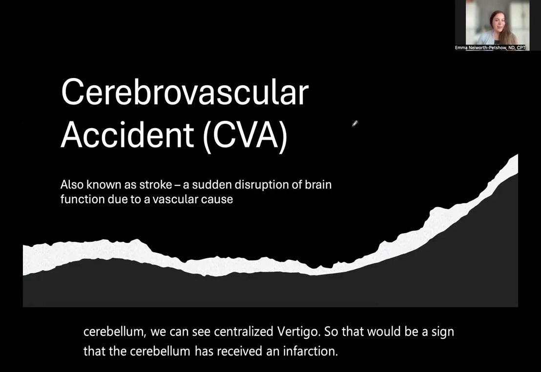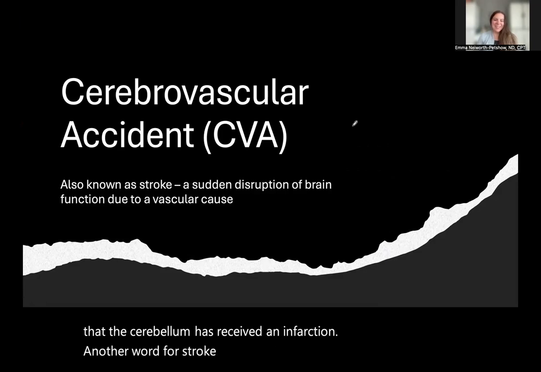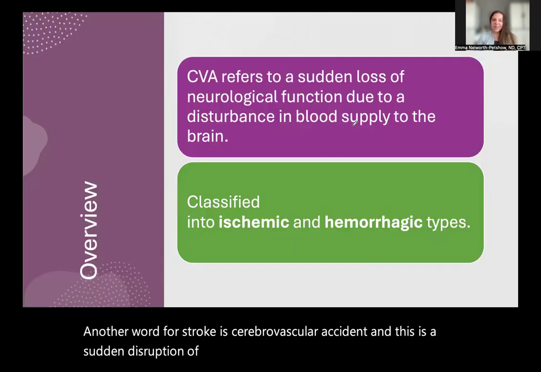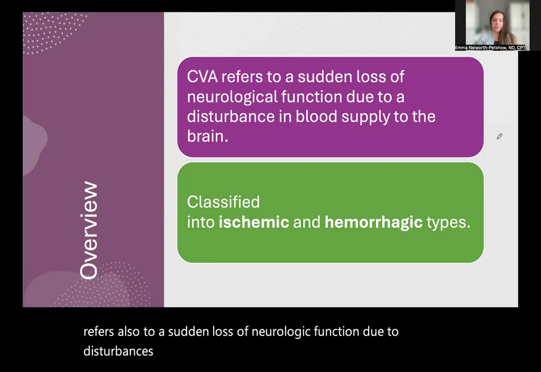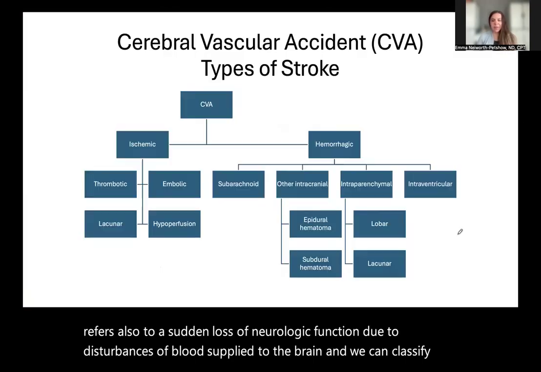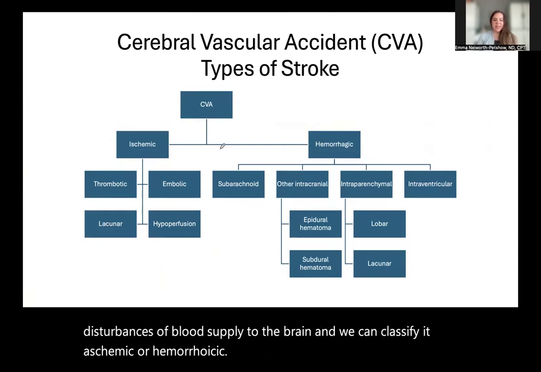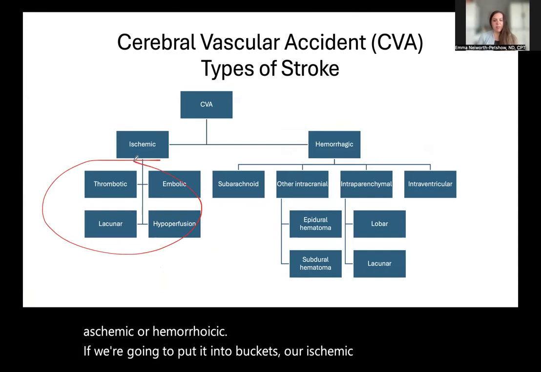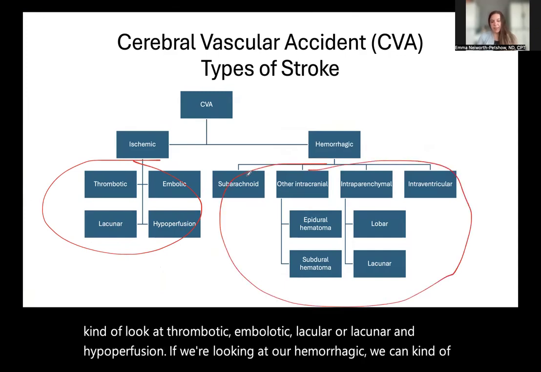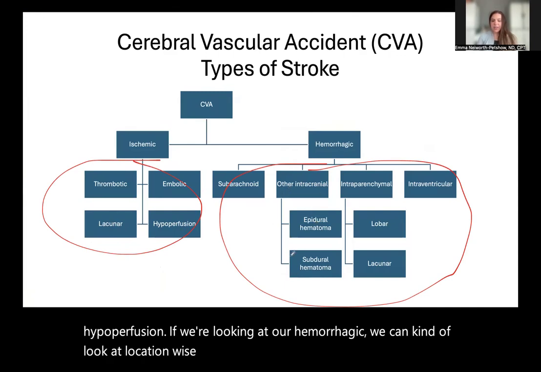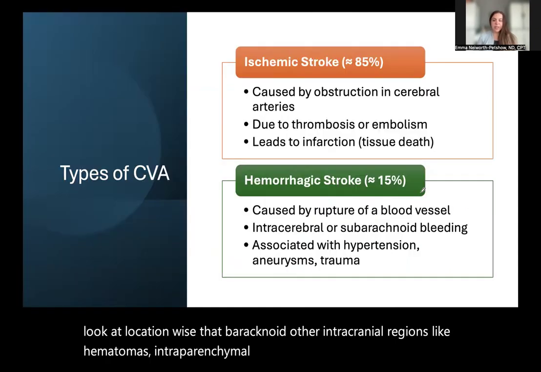Another word for stroke is cerebrovascular accident. This is a sudden disruption of brain function due to a vascular cause. CVA refers also to a sudden loss of neurologic function due to disturbances of blood supply to the brain, and we can classify it as ischemic or hemorrhagic. If we're going to put it into buckets, our ischemic strokes, we can look at thrombotic, embolic, lacunar, and hypoperfusion. If we're looking at our hemorrhagic, we can look location-wise at subarachnoid, other intracranial regions like hematomas, intraparenchymal, lobar, lacunar, or intraventricular.